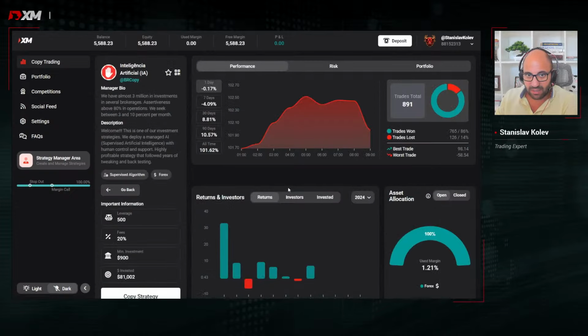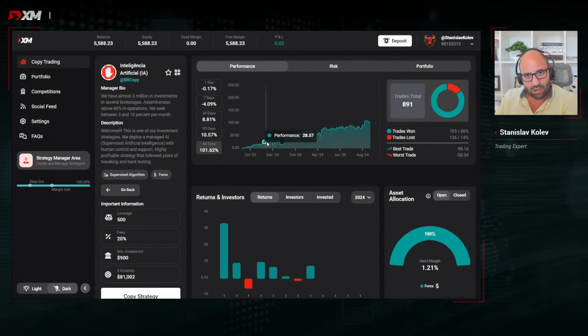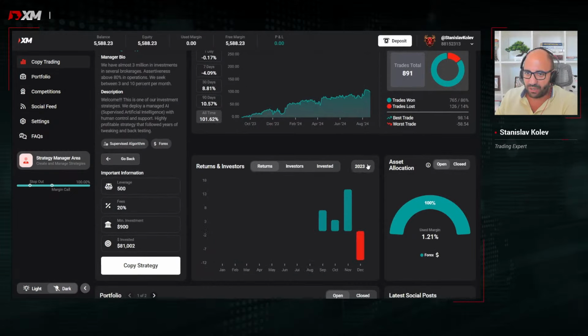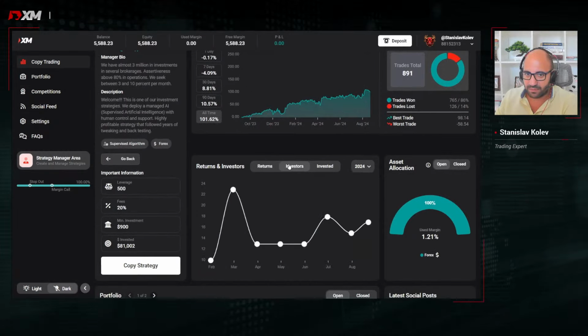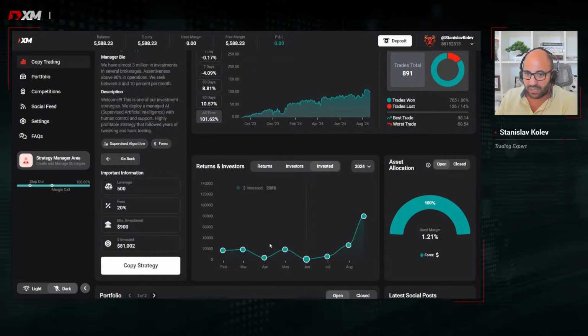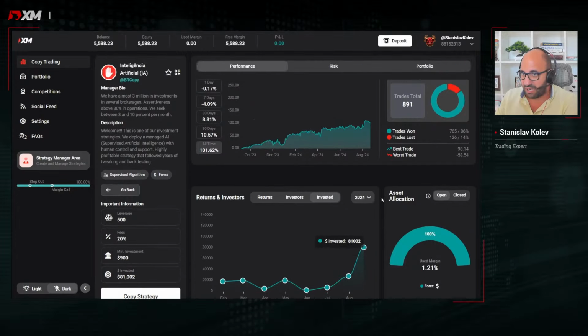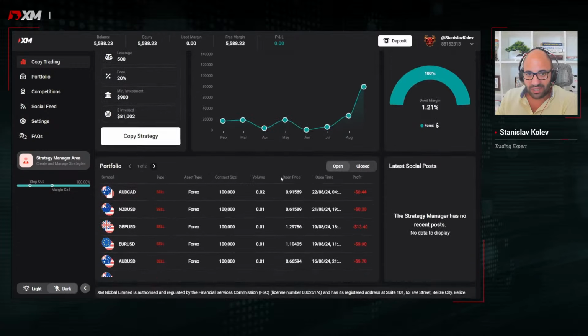How about let's check Intelligentsia, something that's always growing. We have this account from October. We got so far 100%. I think that this is a very solid performer, and 100% return is actually pretty good. We got 86% of the trades winners. We got 14% losers. Best trade is 98. Worst is 58. Let's see what's going on.